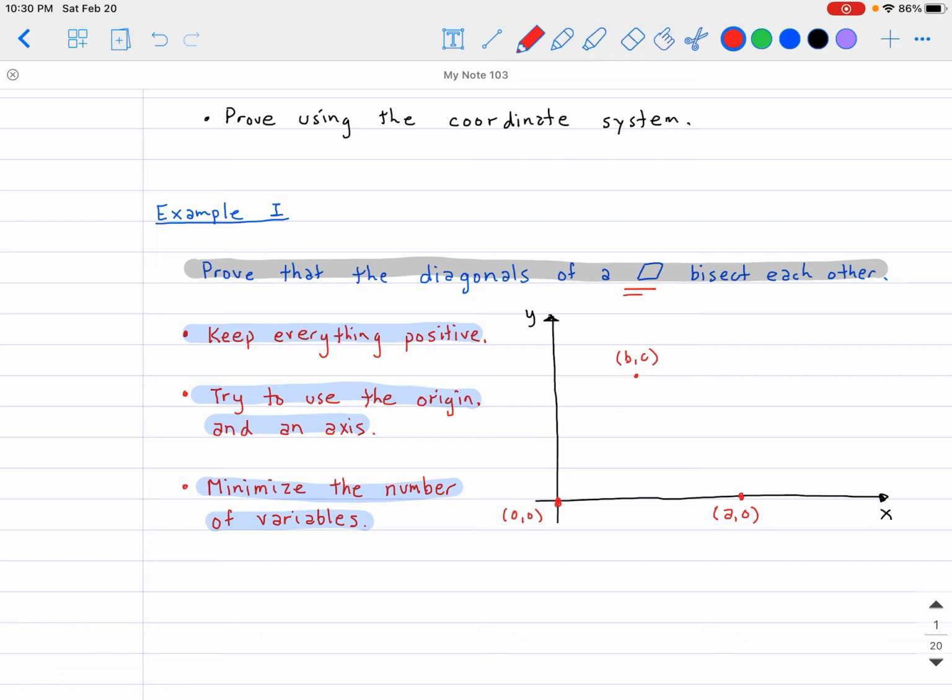Now that final point over here, keep in mind that this is going to be a parallelogram, right? And as much as I would like to say that this is going to be D comma E, we don't actually want to do that, because remember, we want to minimize the number of variables. We know that it's a parallelogram, so that means that this last point over here, I like to think that it's a little bit more closely related to what we have over here.